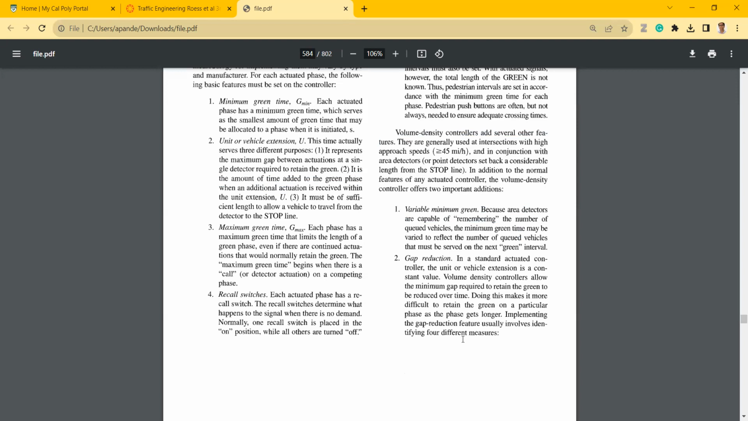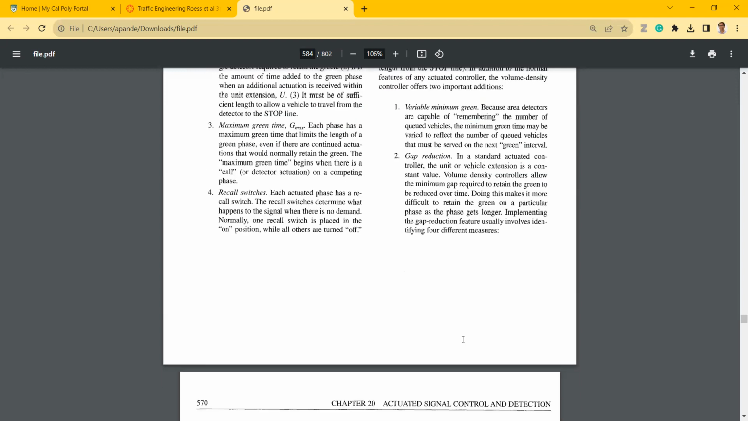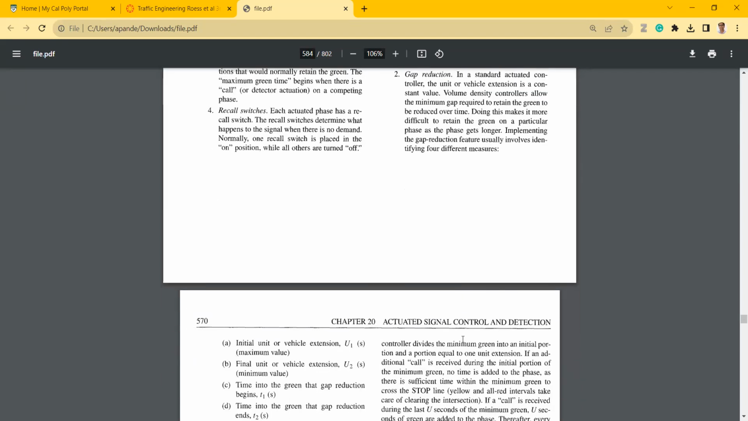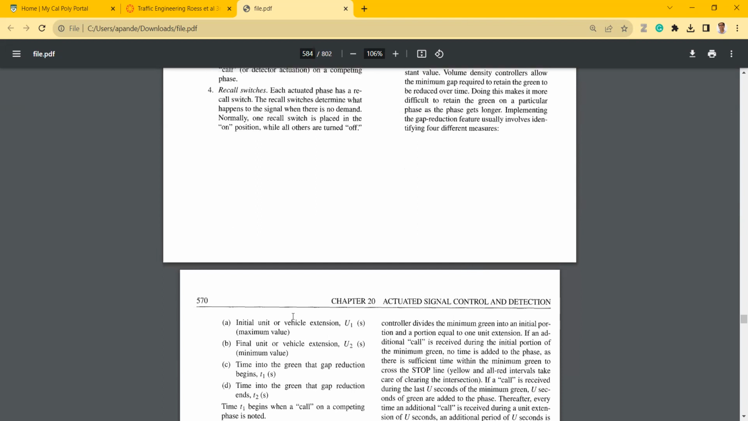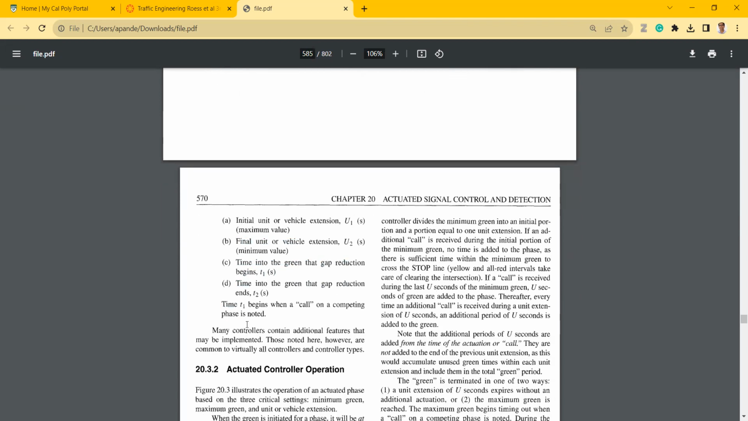And then the gap reduction. Gap reduction is very similar to extension, but that extension time doesn't have to be the same, because these volume density controllers are not sampling one point or one part of your approach. They are looking at the whole approach. So they can detect your queue length, look at how far back the queue goes and all of those things. And then you could have an initial unit of extension, the final extension, the time into green that gap reduction begins, and the time into green that gap reduction ends. So again, you're varying that gap, and you're just adding more complications if you have these types of features available.